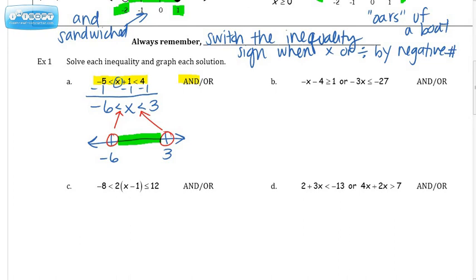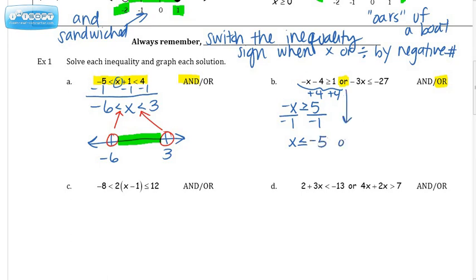Now if I look at B, okay, I would recognize this as an or situation because I have the word or connecting my two inequalities. So all we're going to do is isolate x. We're going to treat each inequality individually. So here I would add 4, so -x greater than or equal to 5. Now remember I need to isolate x, so I'm going to divide by -1. And don't forget when we divide by a negative number, we switch the sign.